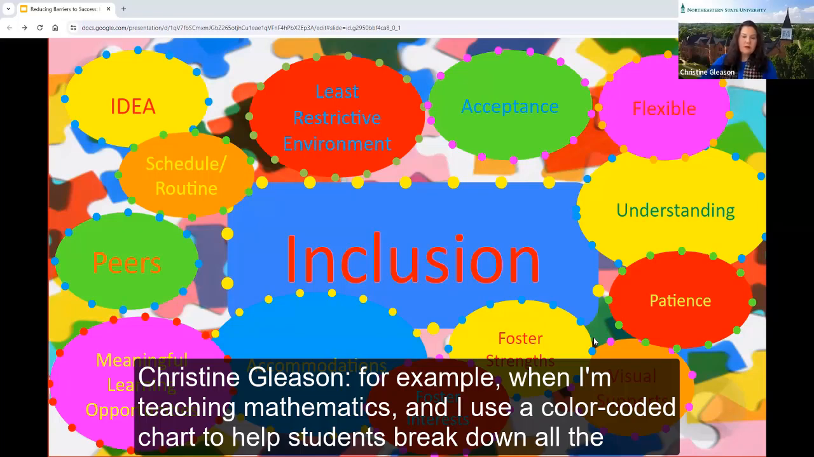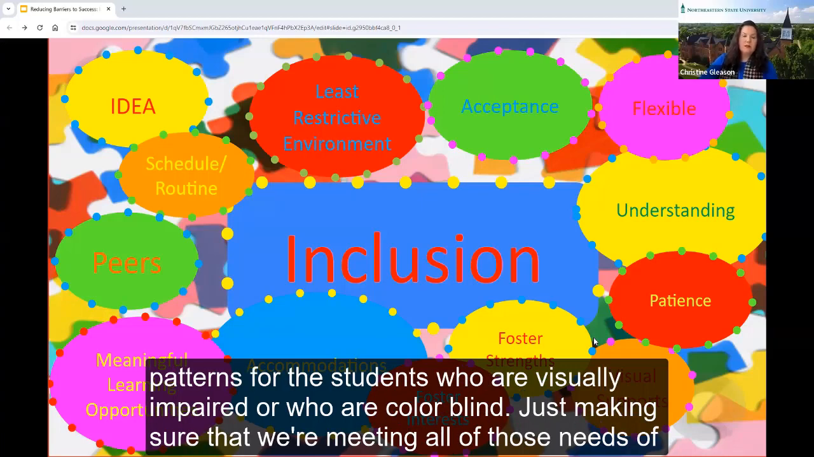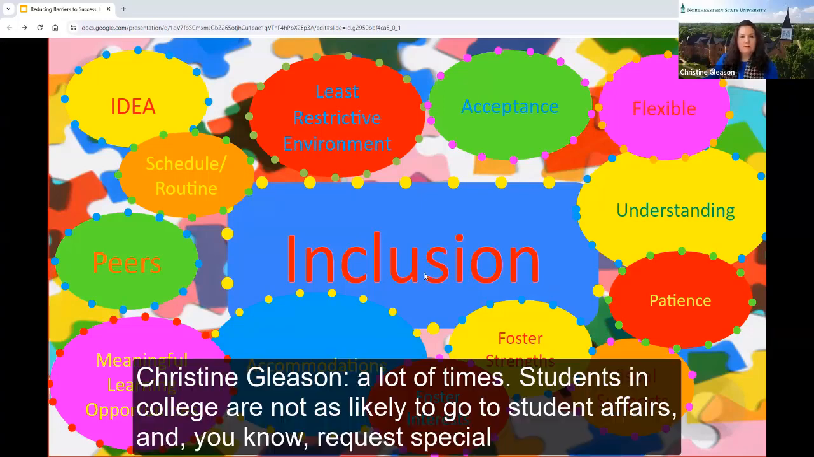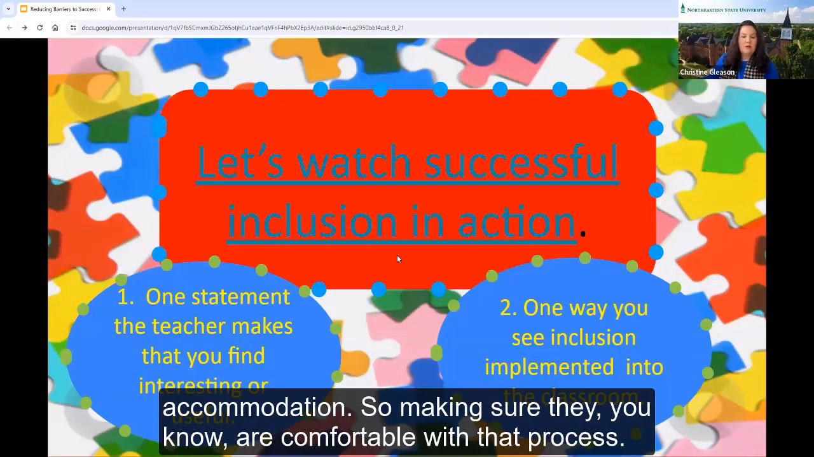Like, for example, when I'm teaching mathematics and I use a color-coded chart to help students break down all the information and find the patterns between prime numbers and multiplicatives, I have to provide a chart that's in black and white with patterns for the students who are visually impaired or who are colorblind. Just making sure that we're meeting all of those needs of students and that we're aware. A lot of times students in college are not as likely to go to student affairs and request special accommodations. So making sure they are comfortable with that process.